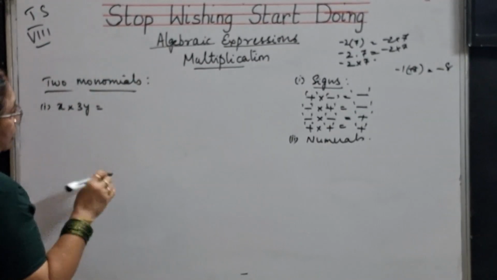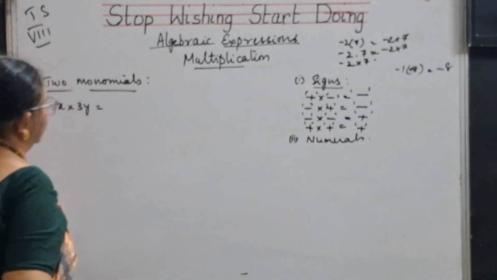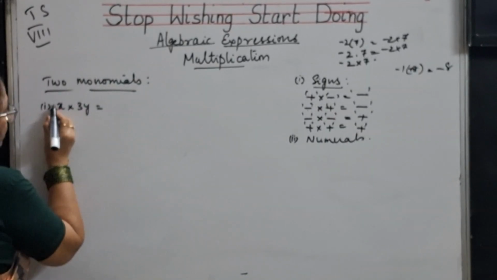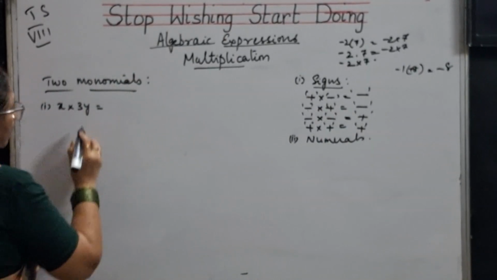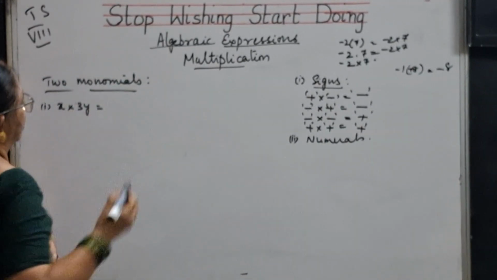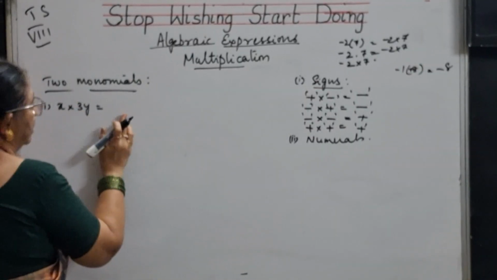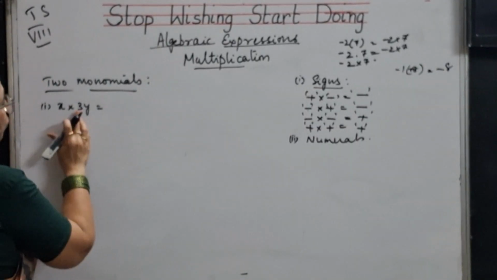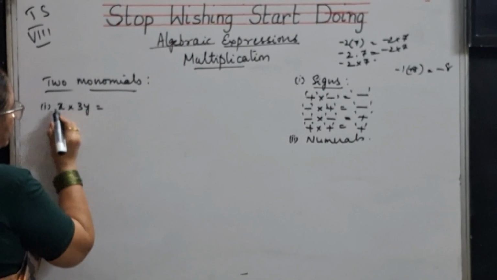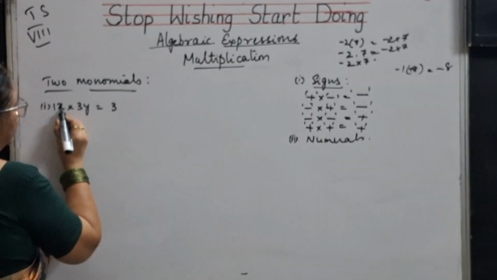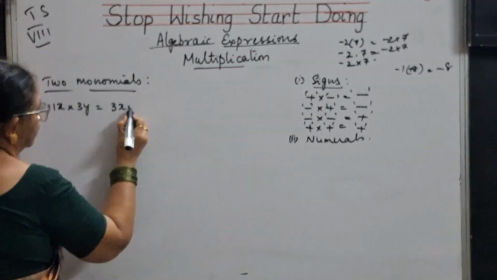So here first what you have to do, as I said, signs. What is the sign here? No sign means plus. What is the sign here? No sign means plus. That means you are getting the answer as plus. Now go for the numbers. 3 into no number means 1. 3 ones are 3. Then x into y, xy.